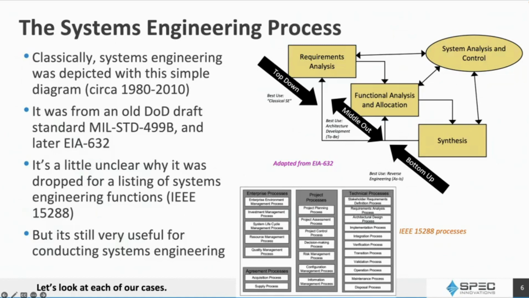I don't know when this happened, but fairly recently, 15288 was put out by IEEE, and that just lists a bunch of processes, and it doesn't really tell you how to use them or when to use them or any kind of sequencing of the processes. So it's interesting, but I've never found that the 15288 was as useful as the other diagram. The top diagram to me gives me some place to start and work with.